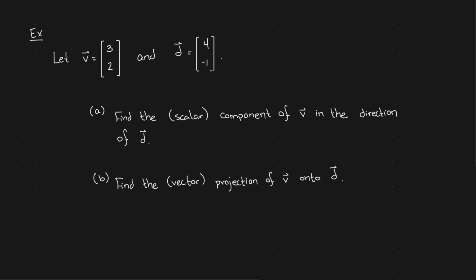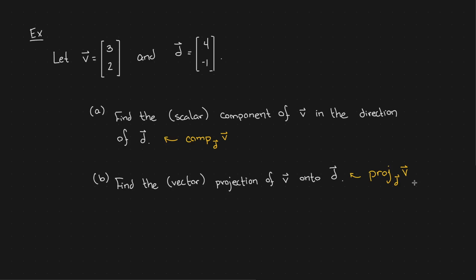Let's take a look at an example. Let v be the vector 3, 2, and d be the vector with components 4, -1. For part A, we want to find the scalar component of vector v in the direction of d. That is, we want to find the component of vector v onto d, or in the direction of d. For part B, we want to find the vector projection, or the orthogonal projection of vector v onto vector d.